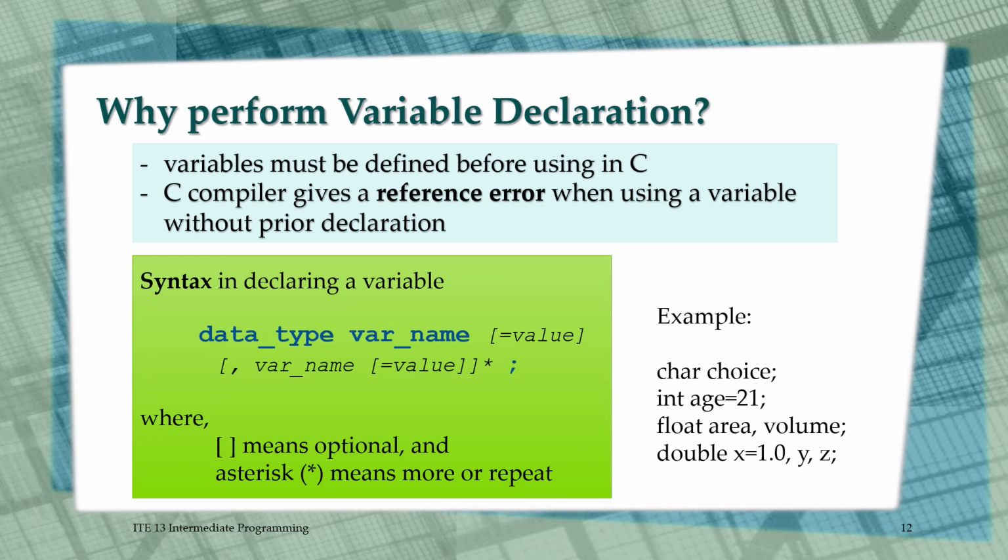Here is the syntax that you should follow to define variables in C correctly. For the mandatory parts, key in the data type followed by the variable name. The optional features give you the leverage to set a default value, and you may also add other variable names in a single declaration. To show you this, please refer to the given examples.